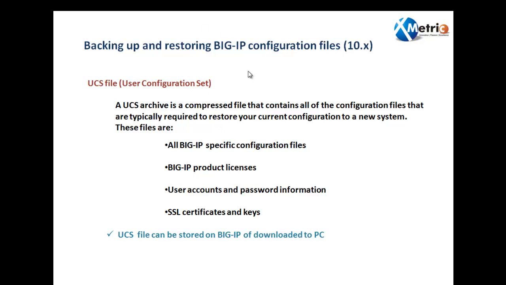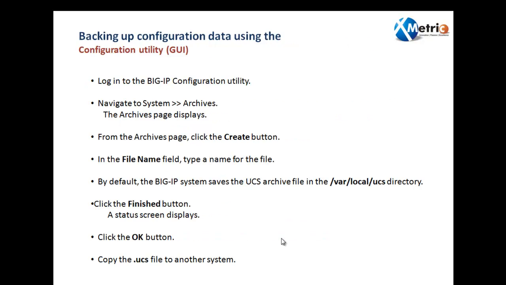So all the Big IP specific configuration files like your bigip.conf, bigip_base.conf, bigip.license, all these files will get stored into the UCS file. Now this UCS file can be stored on a Big IP or can be downloaded to the PC.